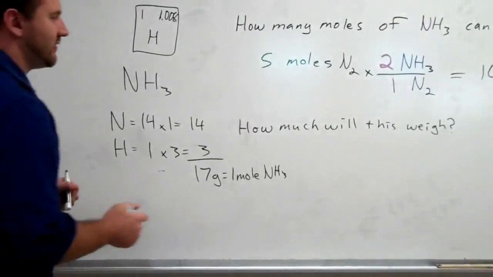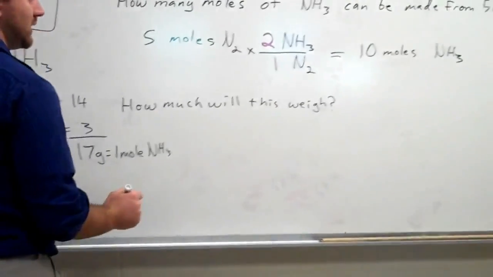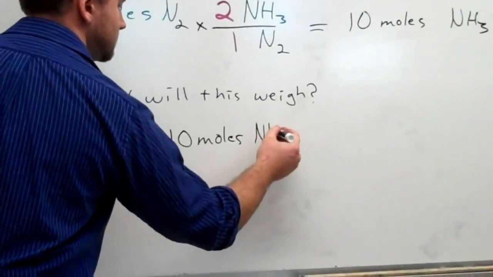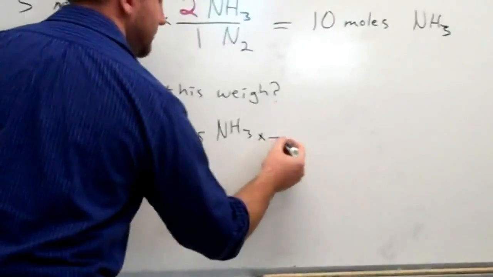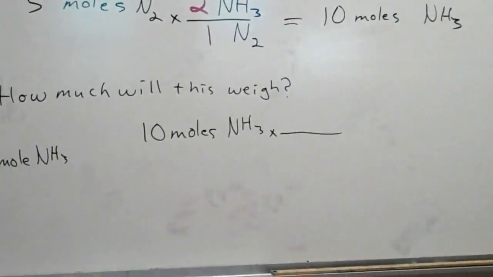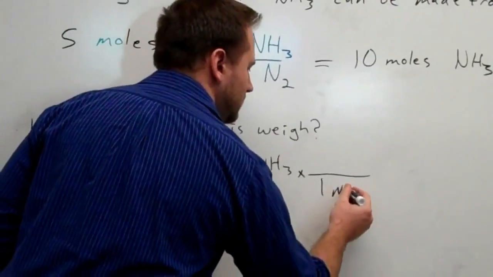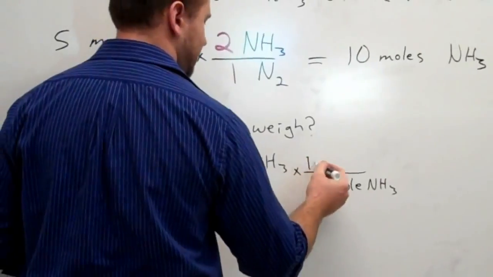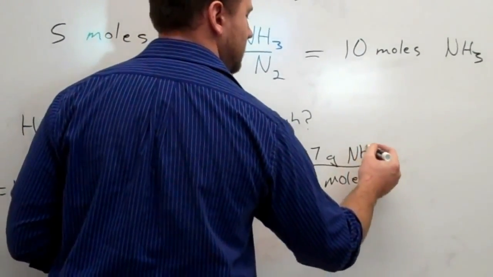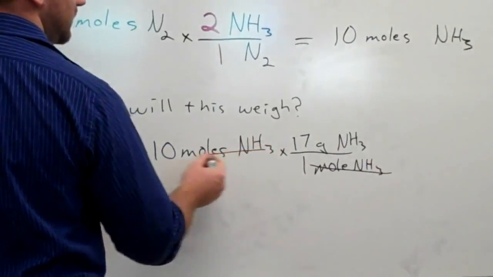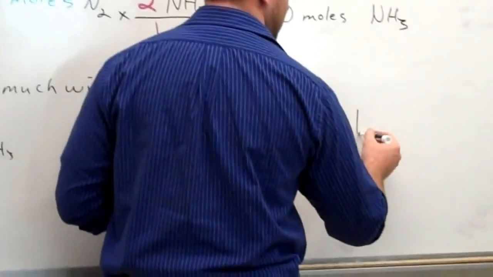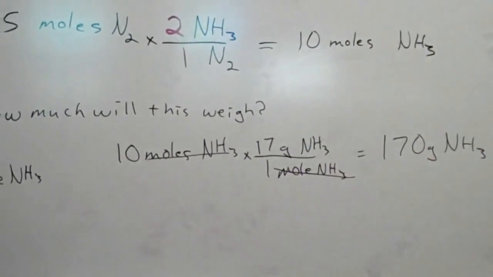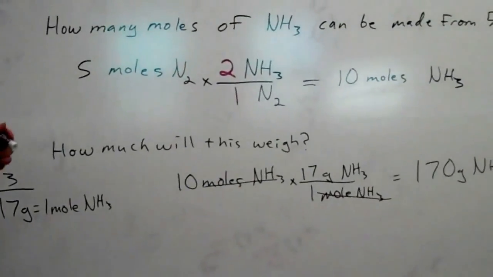So, if I have 10 moles of NH3, and we use our relationship here, just like we have all year with our factor label method. For every 1 mole of NH3, we have 17 grams of NH3. So, the moles will cancel out. It'll be left in grams, and our answer would be 170 grams of NH3. So we could make that much ammonia from 5 moles of nitrogen.